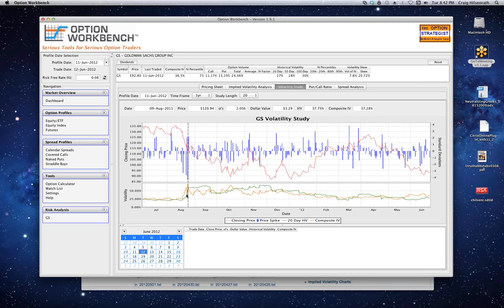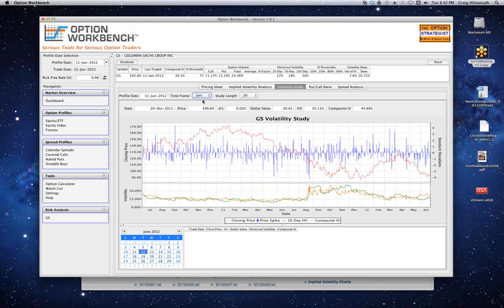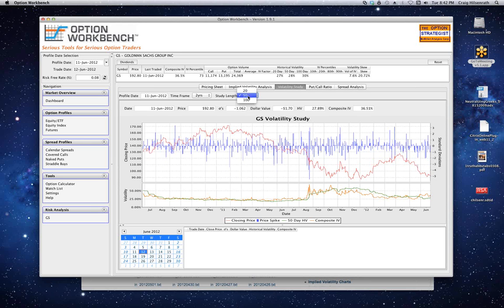On the lower chart, we have the green line, which is the historical volatility, and the orange line, which is the composite implied volatility. So you can get an idea of where these are trading relative to each other and where they've been in the past. And you can also go back, lengthen the time frame, as well as change the study length for the historical volatility to 50 or 100 days.